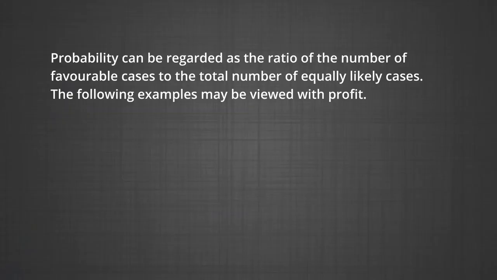The probability of an event is denoted by P. For instance, the probability of one head in the one coin situation will be P(H), and of one tail P(T). Probability can be regarded as the ratio of the number of favorable cases to the total number of equally likely cases. The following examples may be viewed with profit.